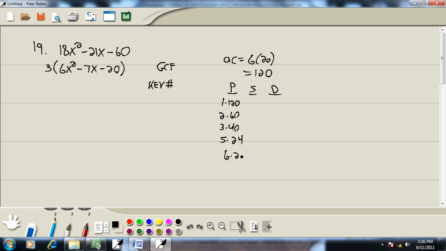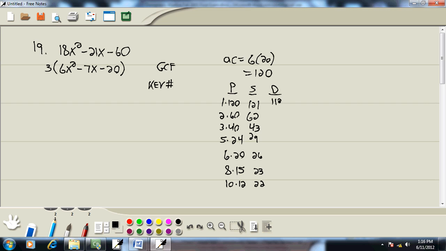6 times 20, 7, no, 8 times 15, 9, 10 times 12. We then add those numbers together. 1 plus 120 is 121. 2 plus 60 is 62. 3 plus 40 is 43. 29. 26. 23. 22. Subtract them.